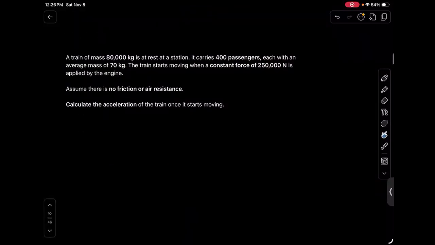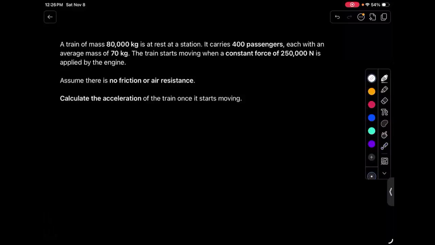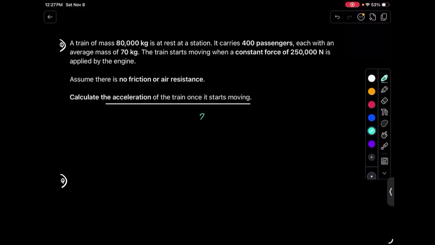Okay. Moving on. This question is for you. Question says, a train of mass 80,000 kilograms is at rest at a station. It carries 400 passengers, each with an average mass of 70 kg. The train starts moving when a constant force of 250,000 newtons is applied. There is no friction or air resistance. Calculate the acceleration of the train once it starts moving. It's a good question. Try solving it. You have 2 minutes. It's a pretty simple example. You just have to use the formula.